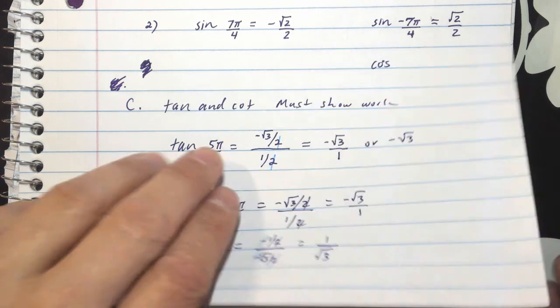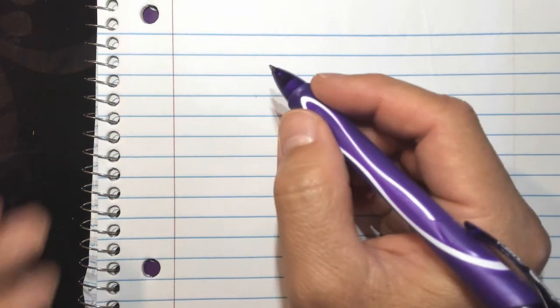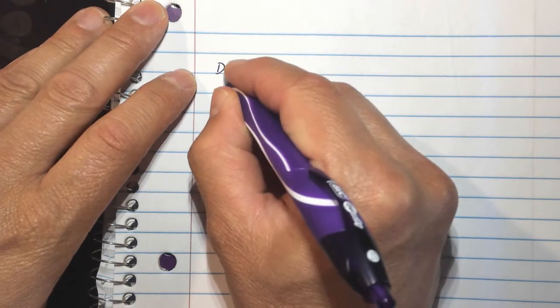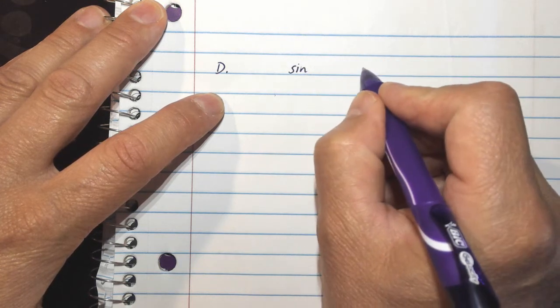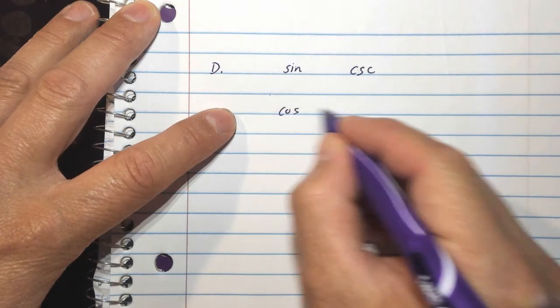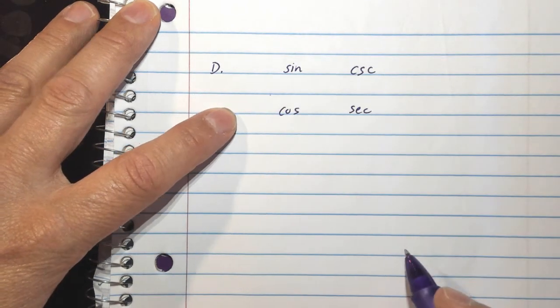And then, last section is cosecant, secant. So, part D. In order to do part D, you have to know that sine and cosecant are reciprocals. Cosine and secant are reciprocals. So that's why one of these assignments from a long time ago, we had you do like 20 of those. Hopefully it sinks in, yeah? So, let's do a couple of those.